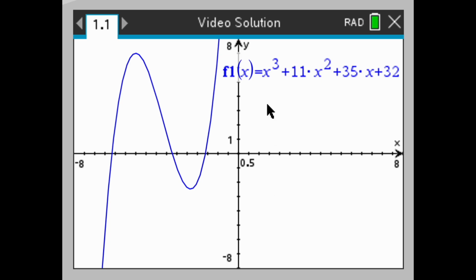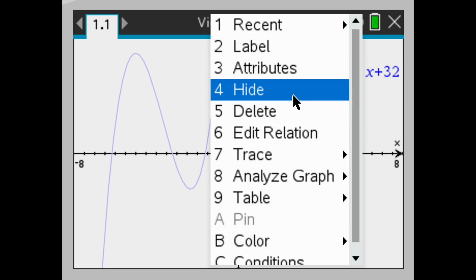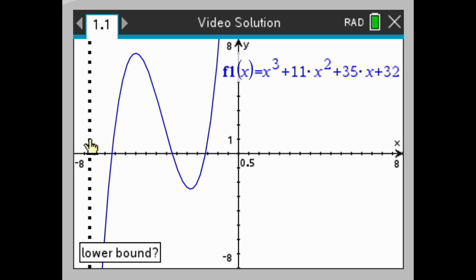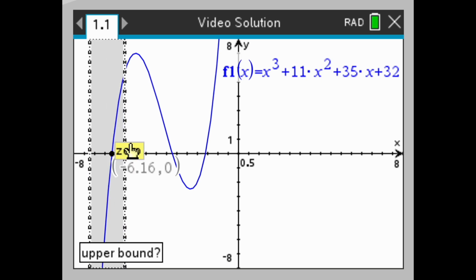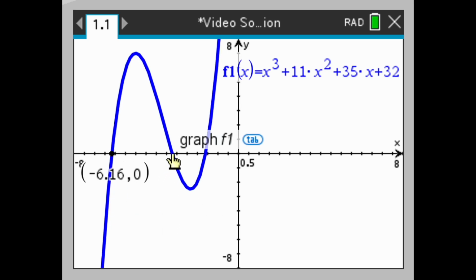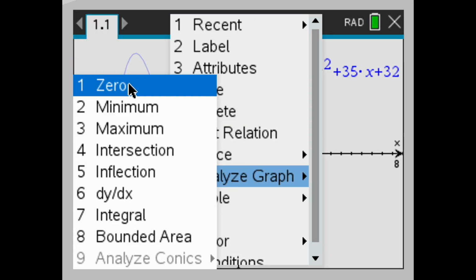To start off, the question asks us to find all of our zeros. To do that, we click on our graph and go to the Analyze Graph section and go to our zeros. Then we select the left and the right sides, and then we get our zero. So here's one of our zeros. And then we can do that again with each of the different zeros.